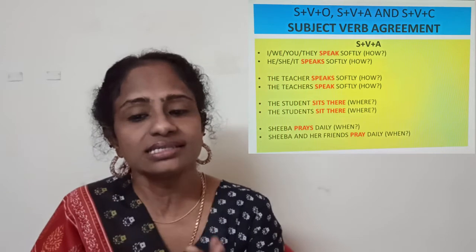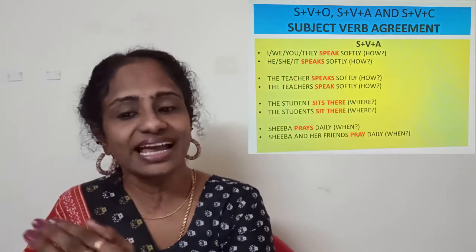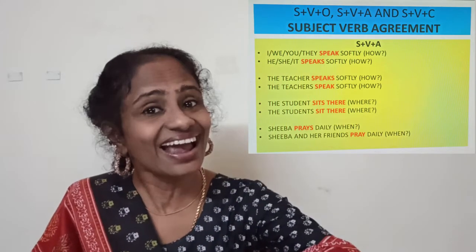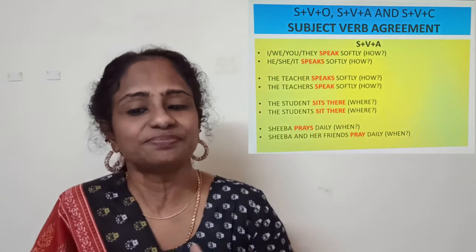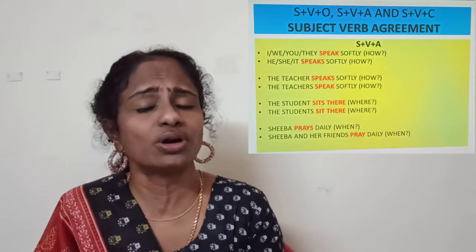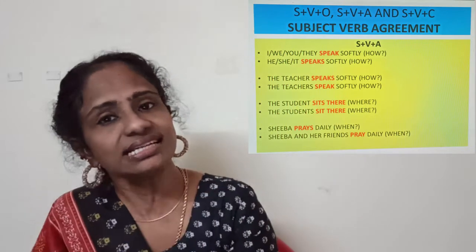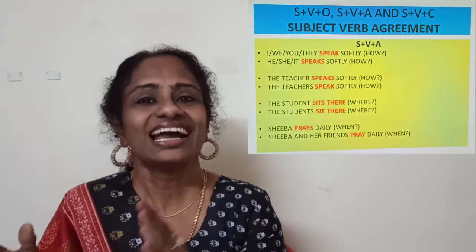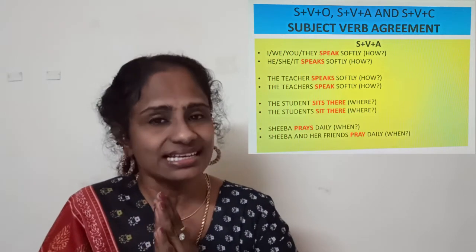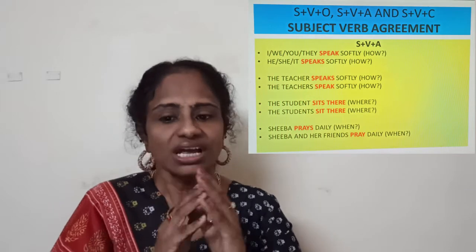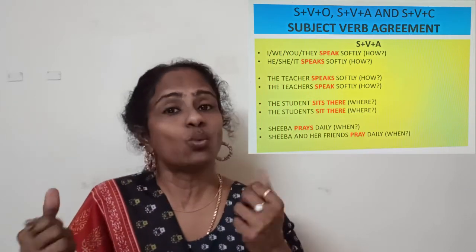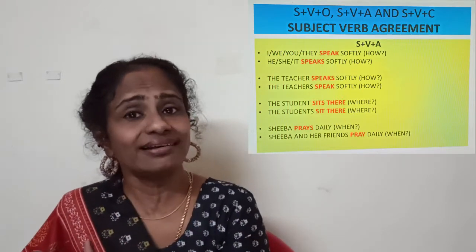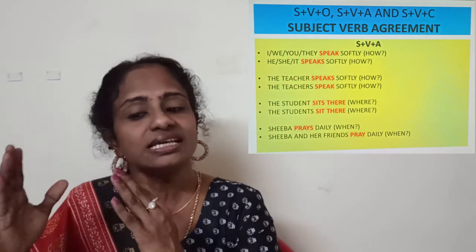Next sentence, singular: the student sits there. Next question: where? The student sits where? The student sits there. So the students sit here or there, whichever place. The student sits there, and the students sit there. You got it? Next, Sheba, again it is a noun. Sheba prays daily. When? Daily is an adverb. Sheba prays when? Daily. Sheba and her friends pray daily.